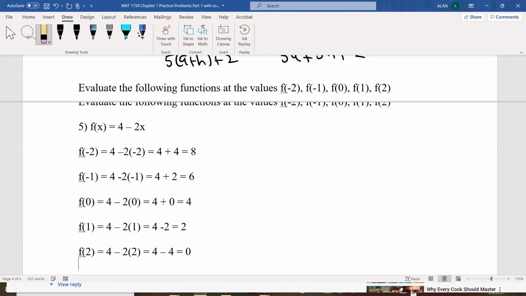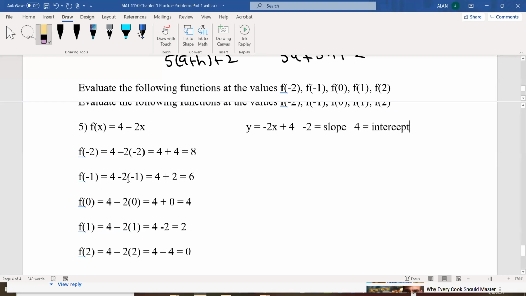What do you notice about these? As the x goes up by 1, the function goes down by 2. So in other words, if I keep increasing x by 1, f of x will keep going down by 2. Now, you might have recognized that this is a straight line. If you were graphing this, you might write it as y equals, let's say, -2x plus 4. -2 is the slope, and 4 is the intercept.